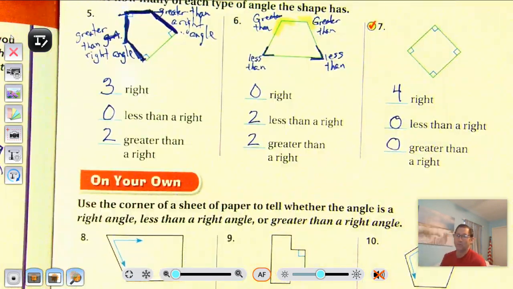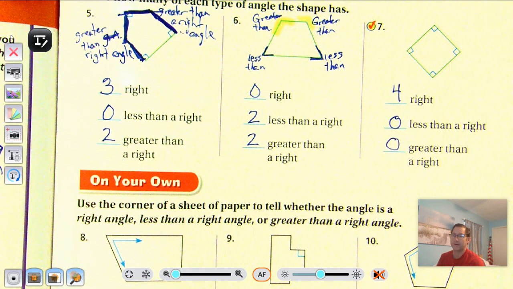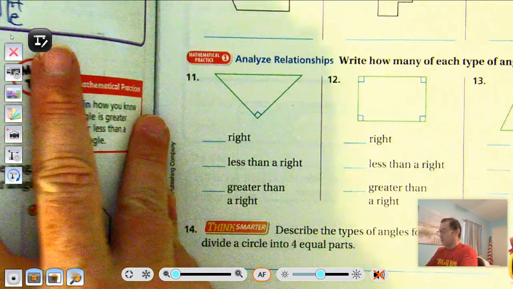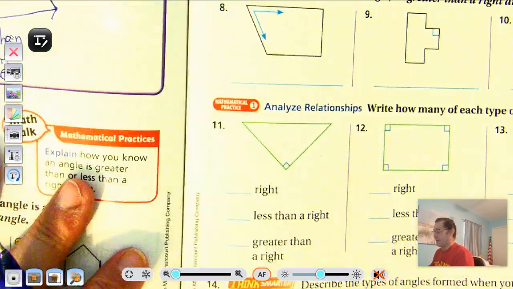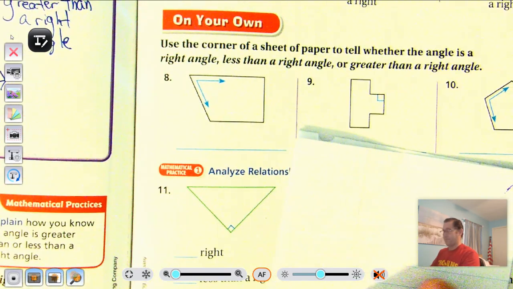So I know that if it's a square, it has no angles less than a right and no angles greater than a right. It has to have 4 right angles. Okay, number 8. Use the corner of a sheet of paper. Tell whether the angle is a right angle, less than a right angle, or greater than a right angle.